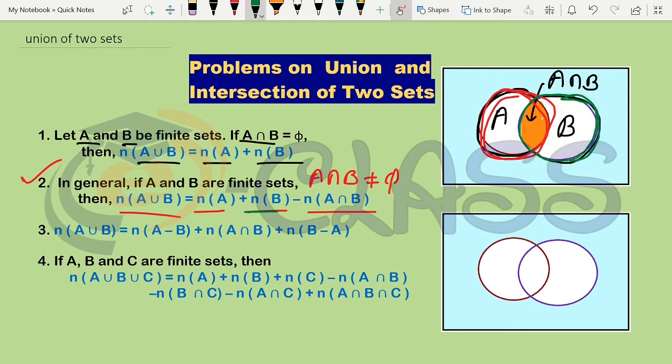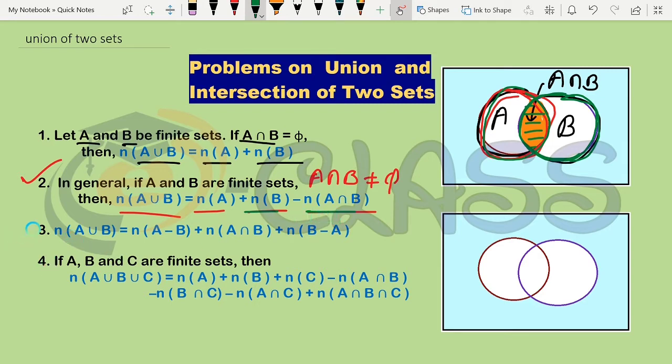Now when we take the number of elements in A plus the number of elements in B, this common region is taken twice. Hence we just subtract one of the common region. Because the common region is taken twice, we subtract one of them. So that is why we subtract the number of elements in A intersection B.